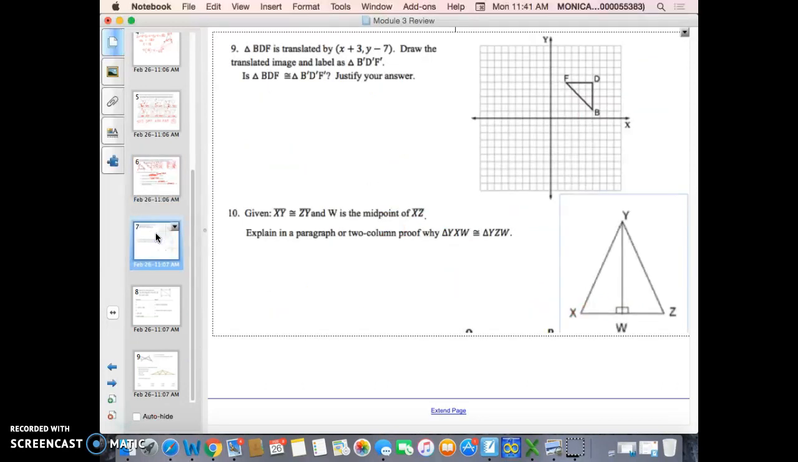Okay, so once again, I'm going to translate this. This is a review of the last test. So I'm translating to the right and down. The negative number is down and positive is to the right. So I'm going to do that, translate the image, and okay, so I'm going to go over 3 and down 7. I'm labeling this F prime. This is D prime.